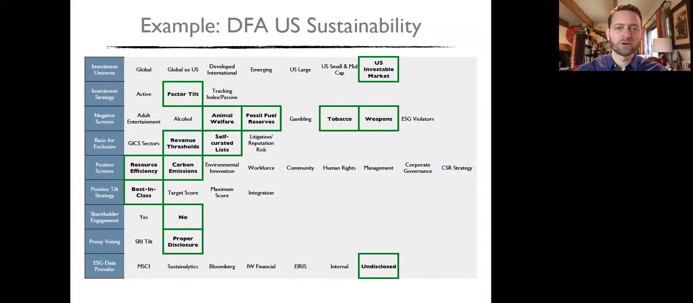What's their approach to shareholder engagement? Are they sponsoring resolutions or not? How do they vote proxies? Who are the data providers, et cetera, et cetera. So this is very high level. But when you're tracking several hundred managers, this is our starting point.